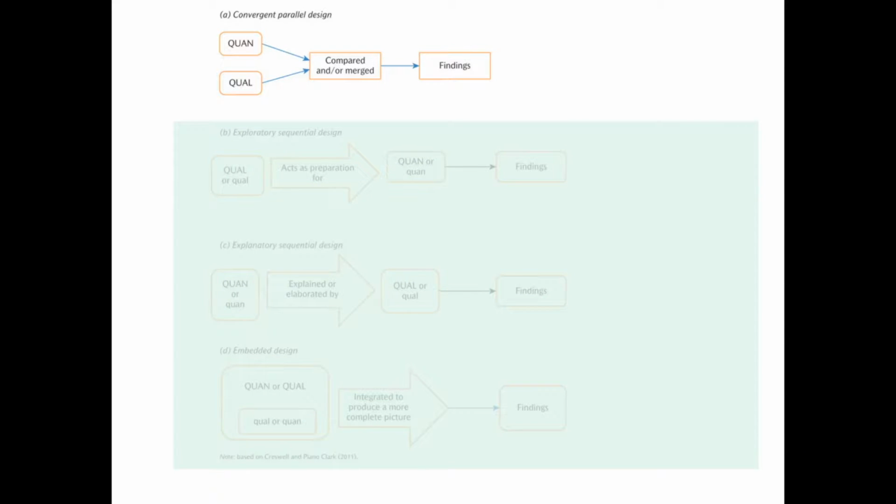The convergent parallel design employs both qualitative and quantitative data simultaneously and treats both approaches equally. The analysis of the data is treated as a whole in addressing the research question. An example of this would be if you used a secondary data approach to collecting data, so collecting quantitative data, and then some form of ethnographic approach or semi-structured in-depth interviews, and then compared and/or merged the data to get your findings.